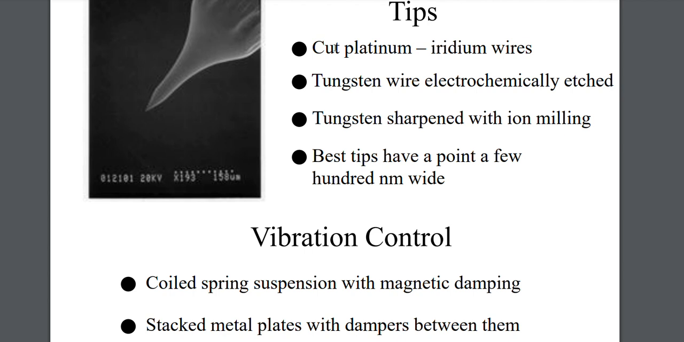The STM tips might use cut platinum iridium wires or tungsten wires, which are chemically etched. Even tungsten sharpened with iron milling can be used, and the best tips have a point a few hundred nanometers wide to provide proper range. As for vibration control, we can use coil spring suspension with magnetic damping and stacked metal plates with dampers between them.